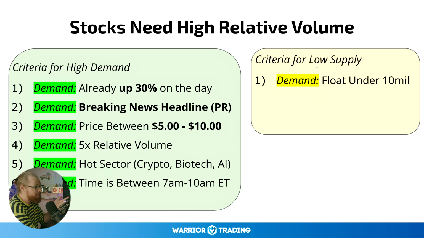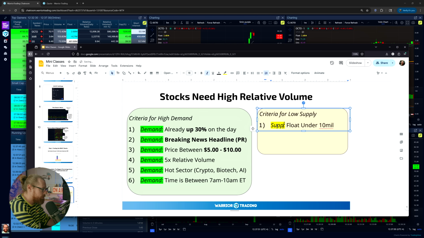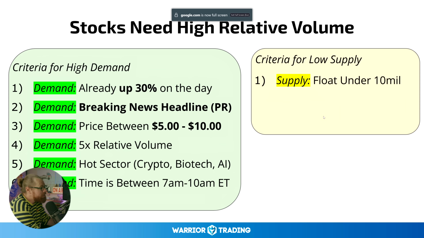And then the criteria for low level of supply is that the float is under 10 million shares. I've got to fix that typo and change that to supply. When you've got a float of less than 10 million shares, that's when exciting things happen. It's not to say that you can't have a float of 15 million shares or 11 million shares. That's probably fine. 25, 35, it starts to be less likely that you're going to see a big percentage move.